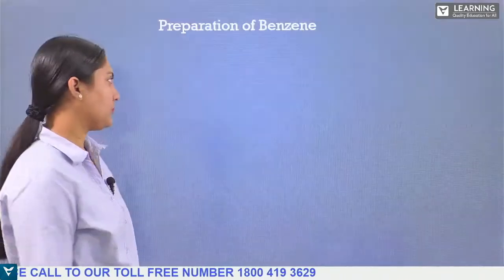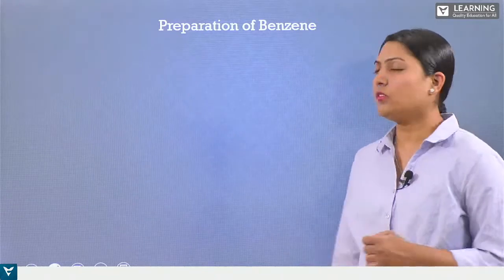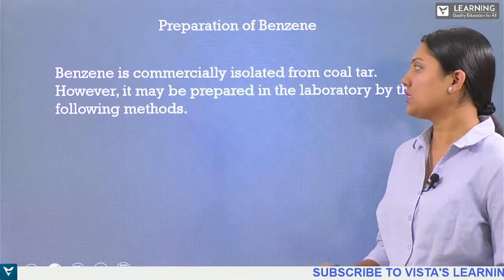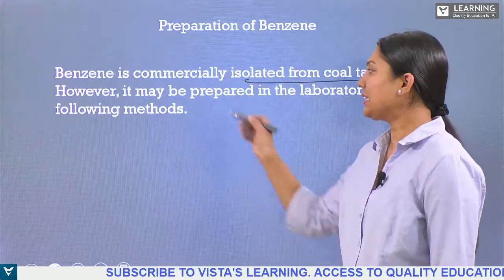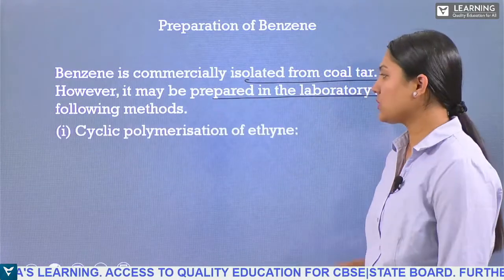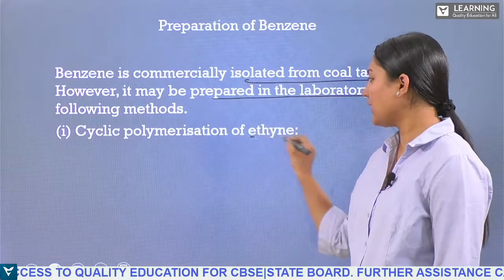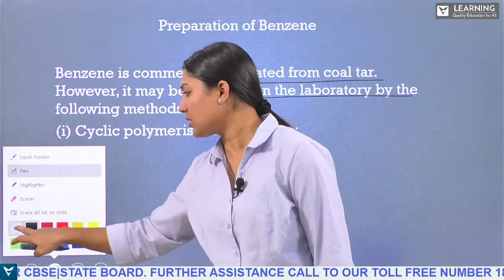Is it clear? Good. Preparation of benzene. As we have learned the properties, now we'll go ahead with the preparation of benzene. How do we prepare benzene? First, benzene is commercially isolated from coal tar. However, it can also be prepared by laboratory processes. We know this process, cyclopolymerization of ethyne. Last class, we learnt about this, right?